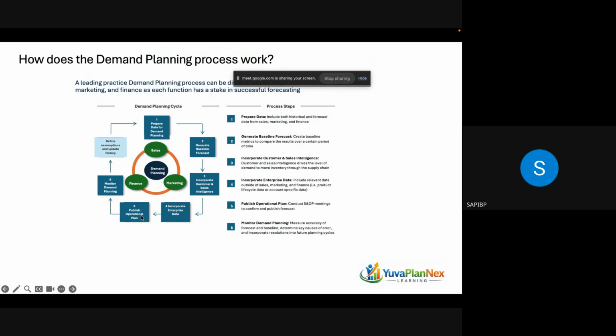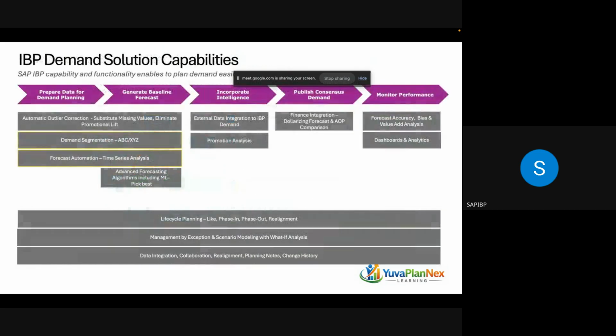Then you will take input from all the stakeholders, and you will freeze the demand plan, and that will be finalized. And every period, you check whether you are getting the same kind of demand plan or not. If not, then you will again intervene and generate it, right? So now the same thing, if I bring it into IBP.